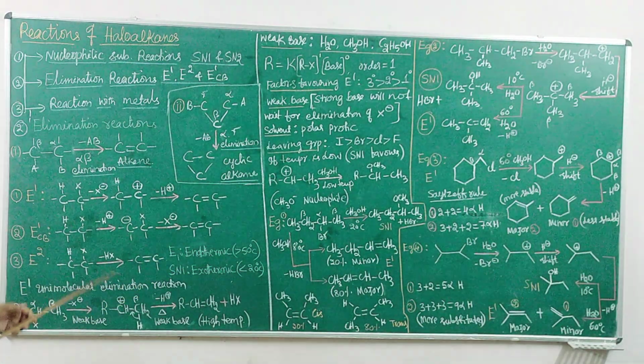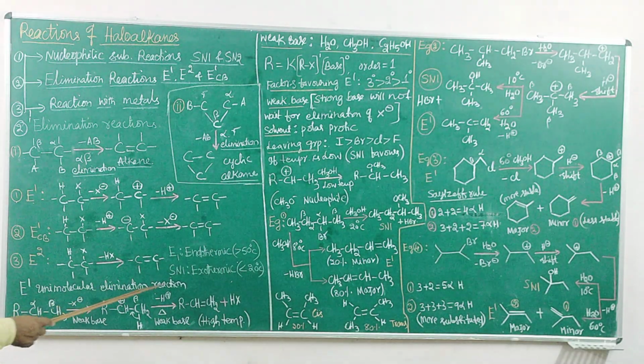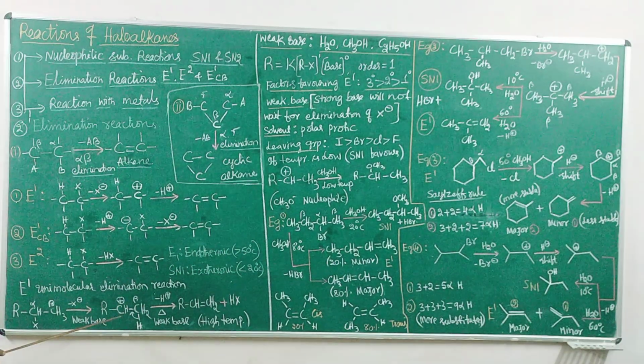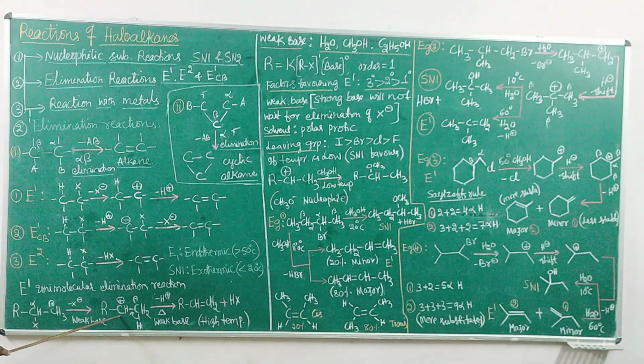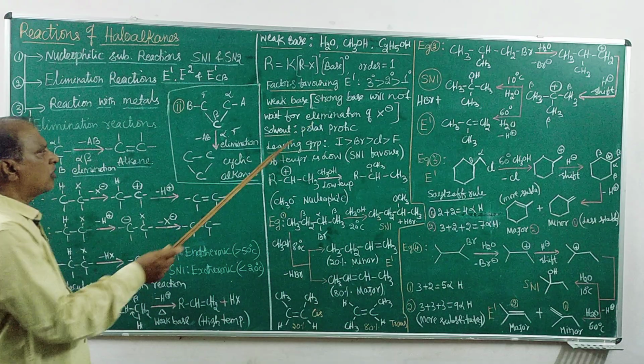Let us see what is the mechanism involved in E1. E1 means unimolecular elimination. The first step is similar to the SN1 mechanism. I told you, it is the formation of carbocation. It mainly depends on carbocation formation and stability, the solvent, and all these factors. Carbocation stability, the leaving group and the solvent all play an important role.